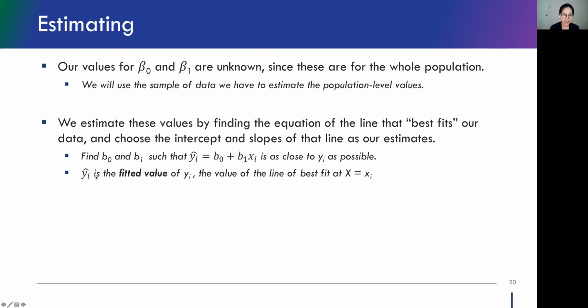And yi hat is the fitted value of yi, so we put a hat on it. It is the value of the line of best fit at x equal to xi. So whenever you see there is a hat here, that means it's an estimate, the predicted or fitted value for the yi here.